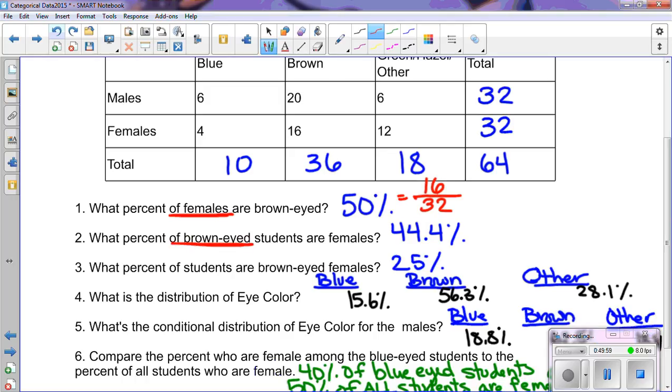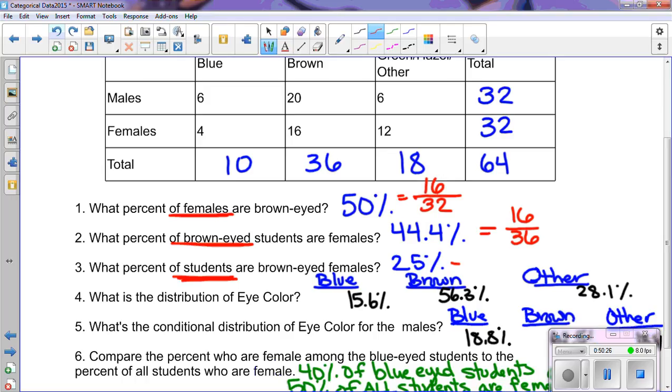What am I dividing by? 36, because there are 36 brown-eyed students. And we're looking for females of those brown-eyed students, so that would be 16 out of 36. Okay? Again, show me what you're dividing by. What percentage of students are, so now we're talking about what percentage of students, so what am I dividing by here?